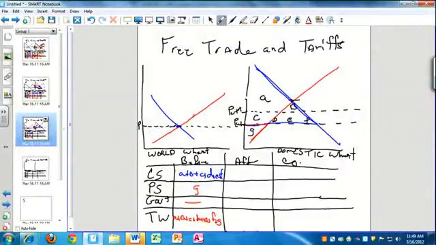Now, with tariffs, and a tariff is a tax, like any other tax we've done, it means a higher price. That's the price PW plus T. What is that doing?